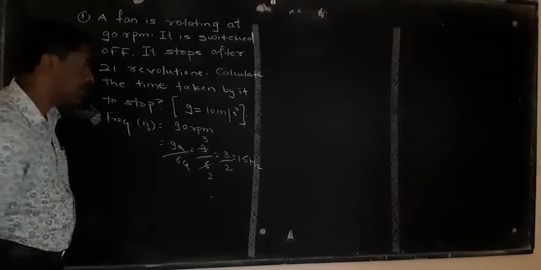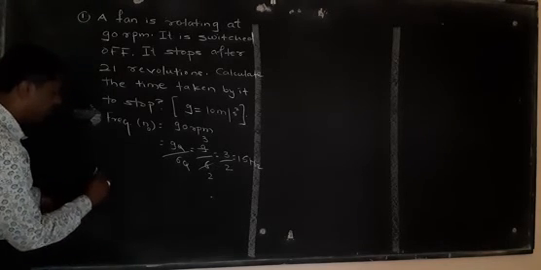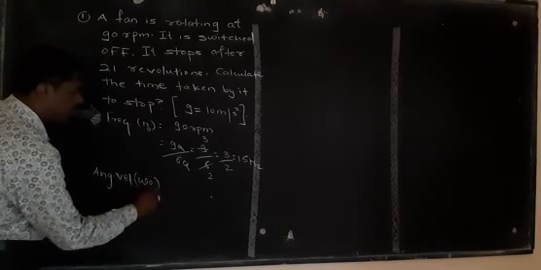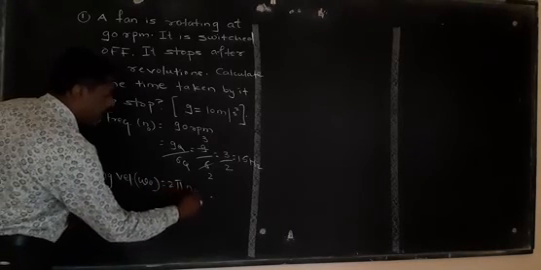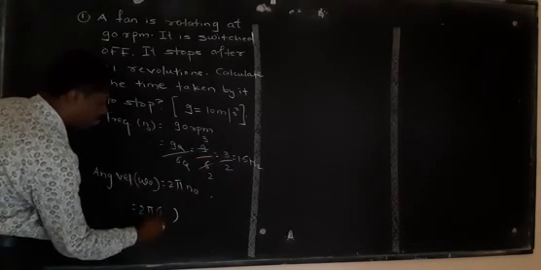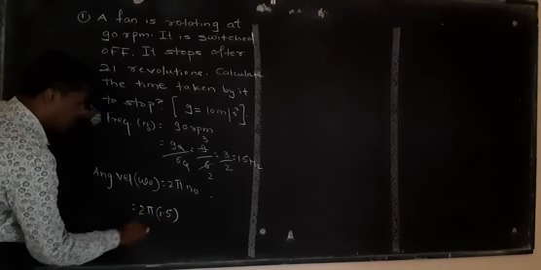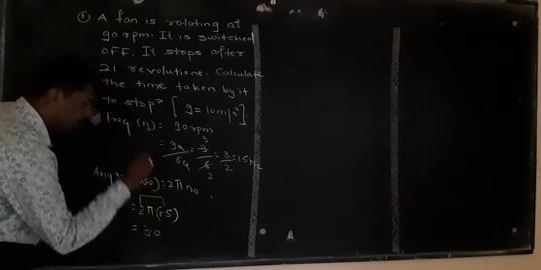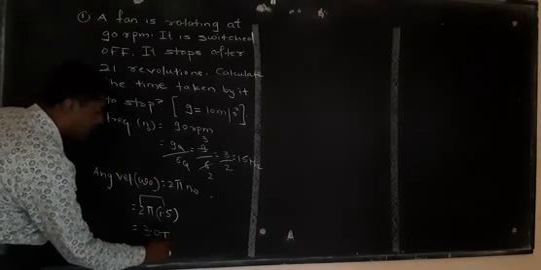At that time its angular velocity, that is omega 0 is equal to 2 pi n0. Put the values. 2 pi, what is n0? We have 1.5, so this 1.5 multiplied by 2, 15 to the 30. After moving the decimal point by one unit, it is 3 pi radian per second.